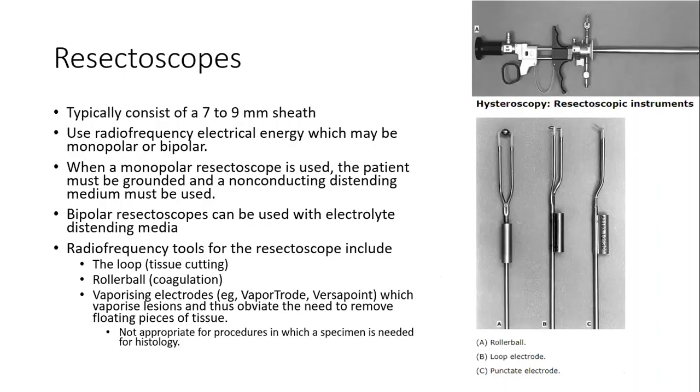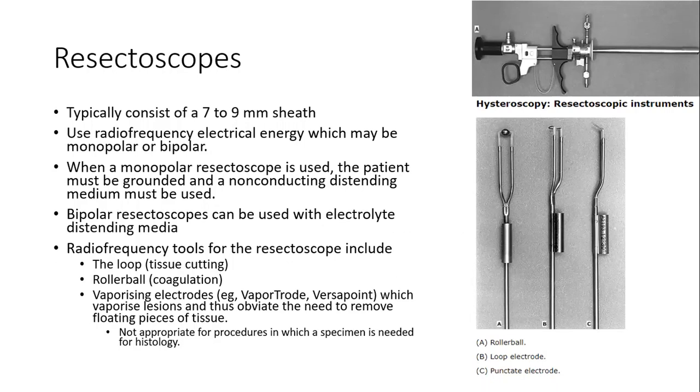So resectoscopes are typically used on a 7 to 9 millimeter sheath, and they use radio frequency electrical energy, which may be monopolar or bipolar. If you're using a monopolar resectoscope, then the patient has to be grounded and you need to use a non-conducting medium. If you're using a bipolar resectoscope, then you can use electrolyte distending medium, and I will go through media a little bit more.